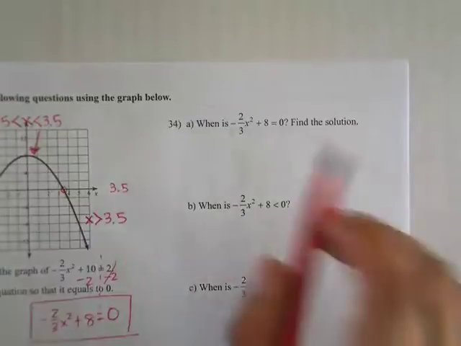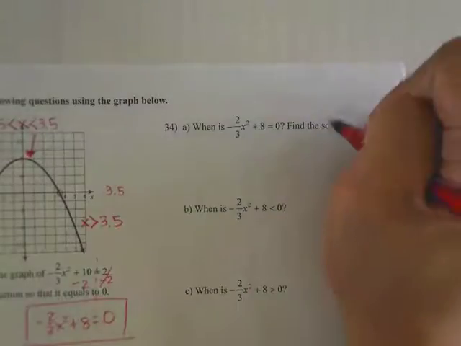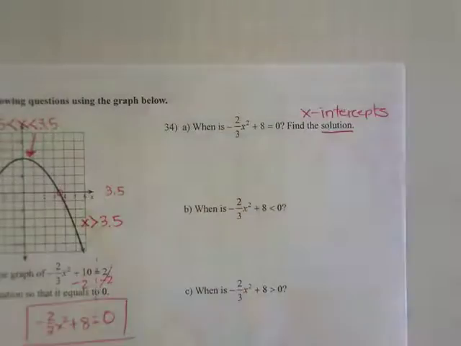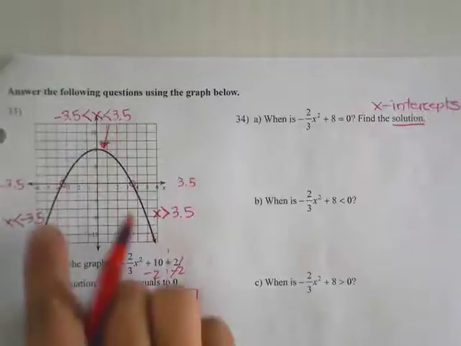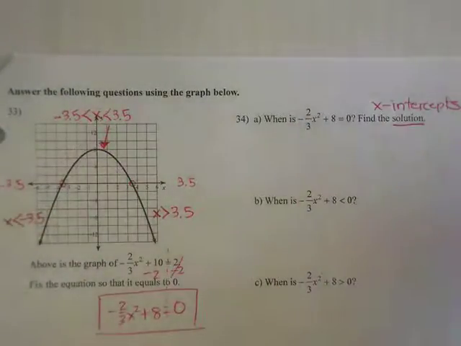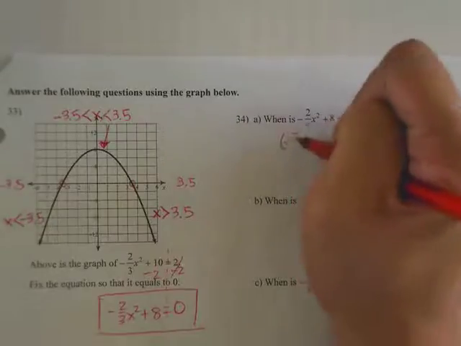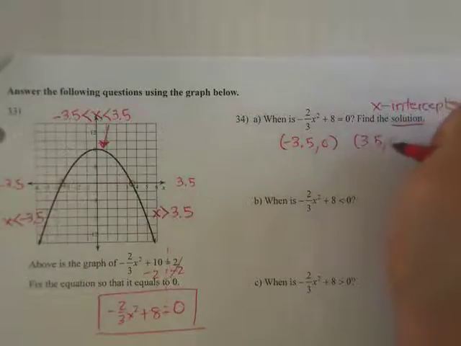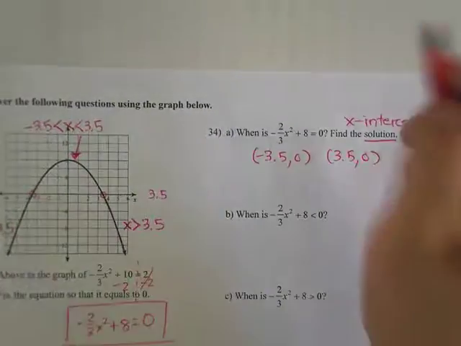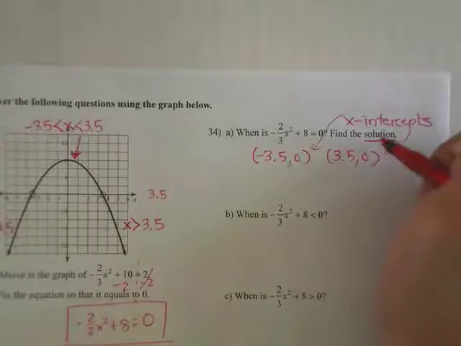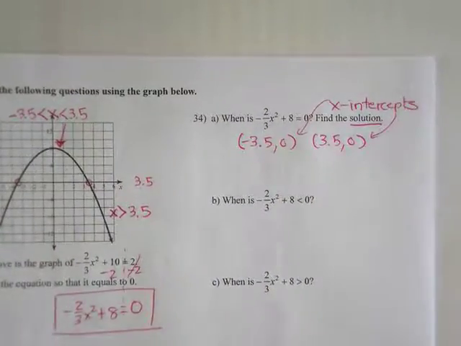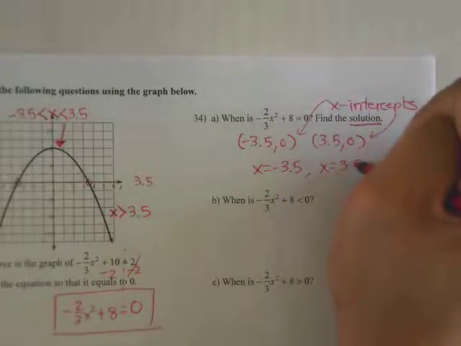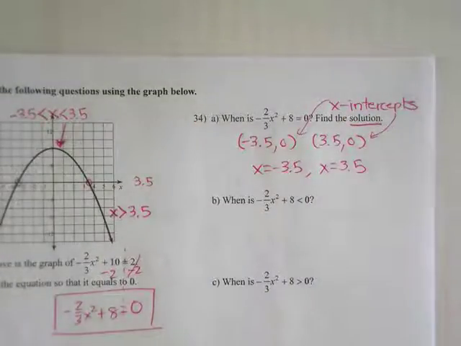When is this equation equal to 0? When they're asking you to find the solution, they're asking for the x-intercepts. And we did circle those two x-intercepts. You could write it like this: negative 3.5 comma 0 or 3.5 comma 0, if you really want to get technical. But since they only asked for the solution, you could also write x equals negative 3.5 or x equals 3.5. Either form would be fine for us.